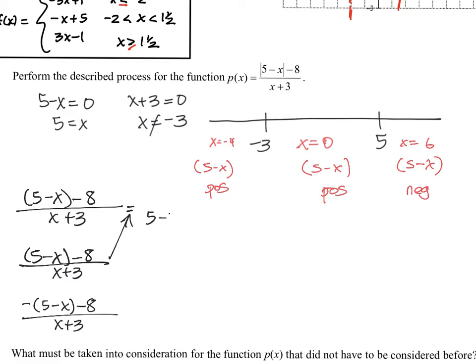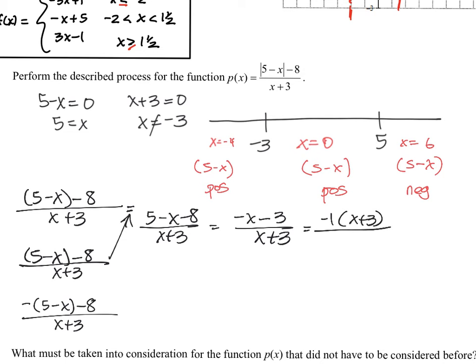Simplify, this would be 5 minus x minus 8 over x plus 3, which is negative x minus 3 over x plus 3. So I see I can factor out a negative 1 here. And now my x plus 3's cancel. So this is just equal to negative 1. And then for this last one, that would be negative 5 plus x minus 8 over x plus 3. So x minus 13 over x plus 3.